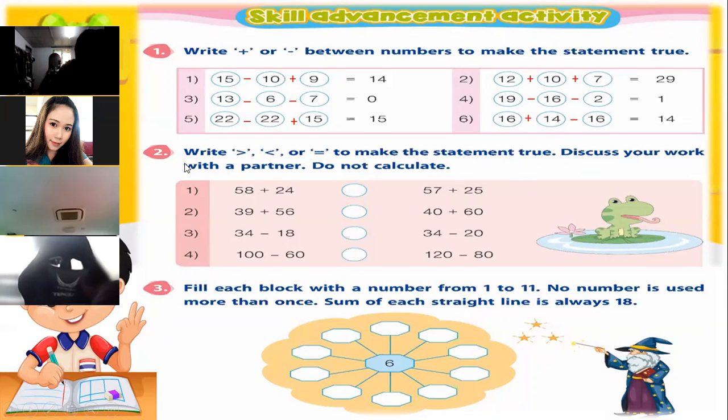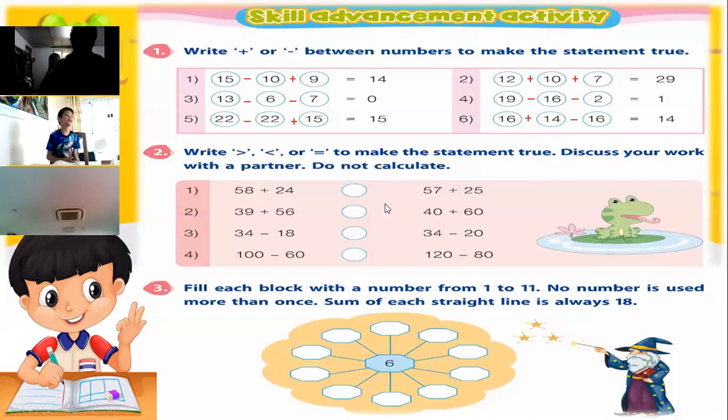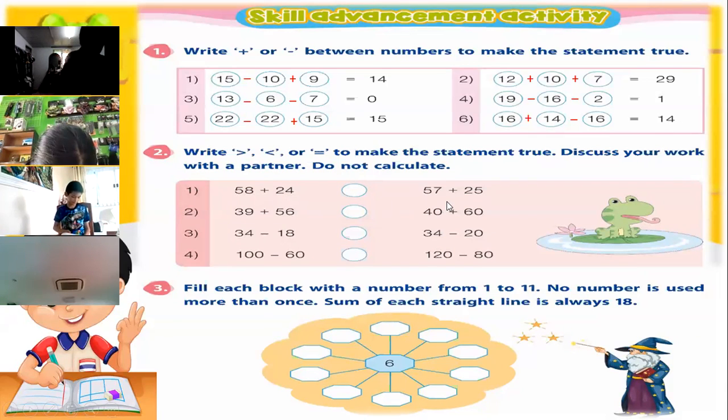Now, next we have numbers. We have to write greater or lesser. You remember the signs for greater than, less than, or equal to, to make the sentence true. Now, we have here 15 plus 24 on one side, and on the other side we have 58 plus 24. Another side we have 57 plus 25. So is it greater, lesser, or equal?